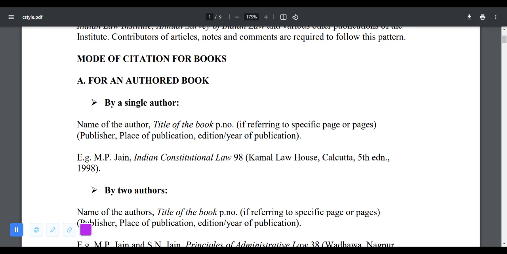For example, Indian Constitutional Law is a single authored book by MP Jain, and you find some information on page number 98. The book is published by Kamal Law House. The publication house, Kamal Law Publication House, is at Kolkata, and the book has its fifth edition and was published in 1998. Understood? Good.